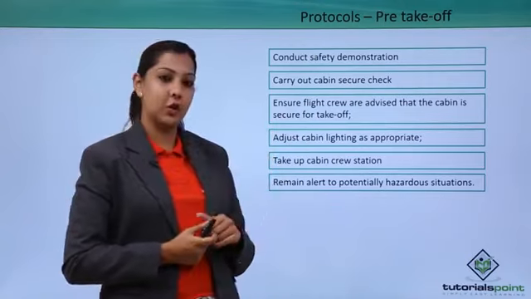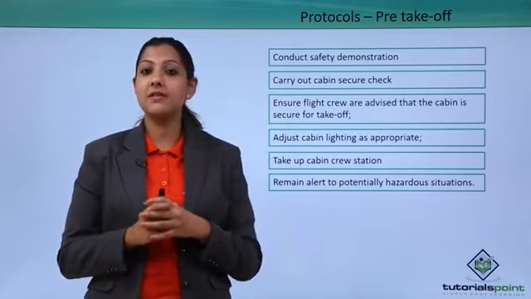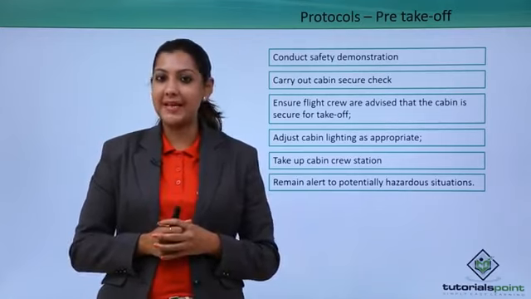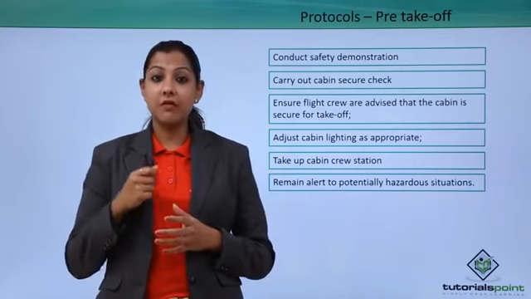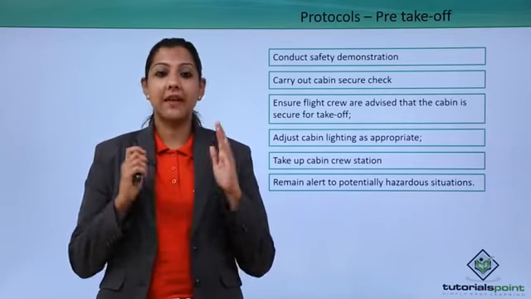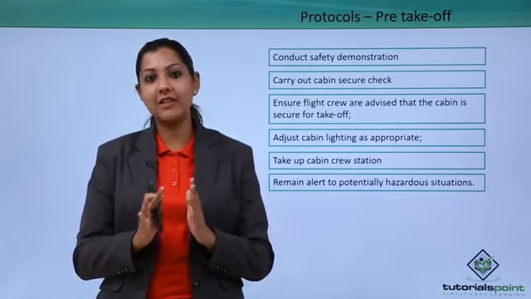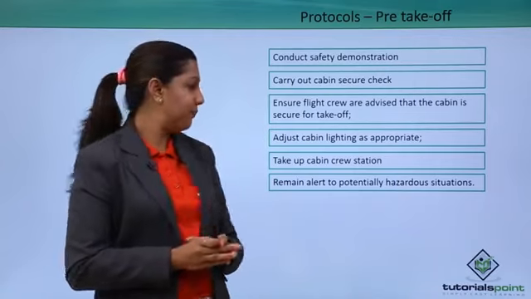Carry out a cabin secure check. Ensure that the flight crew are advised that the cabin is secure for takeoff. The flight crew who are sitting inside the pilot's cabin, that is known as the flight deck area, need to get a confirmation from the cabin crew that the cabin is secured, the passengers are secured, the galley, the kitchen, everything is secured for takeoff, and they are ready for takeoff mode.